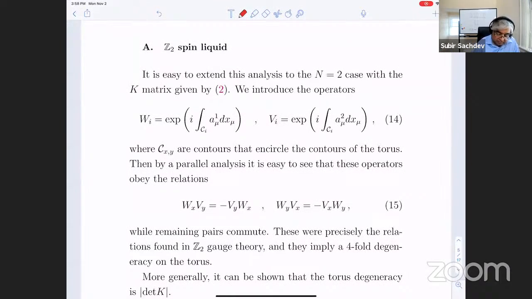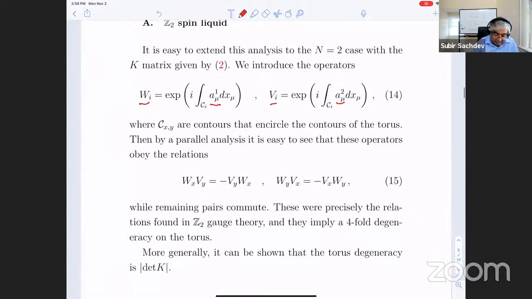So now, excuse me, you have two Wilson lines, one for the gauge field number 1 and the other for gauge field number 2. And I'll call these W and V. And you can go through exactly the same arguments. And what you then find is that Wx anti-commutes with Vy and Wy anti-commutes with Vx, and all other combinations commute. That just comes from looking at the Chern-Simons action, in exactly the same way I just showed you for n equals 2, really.